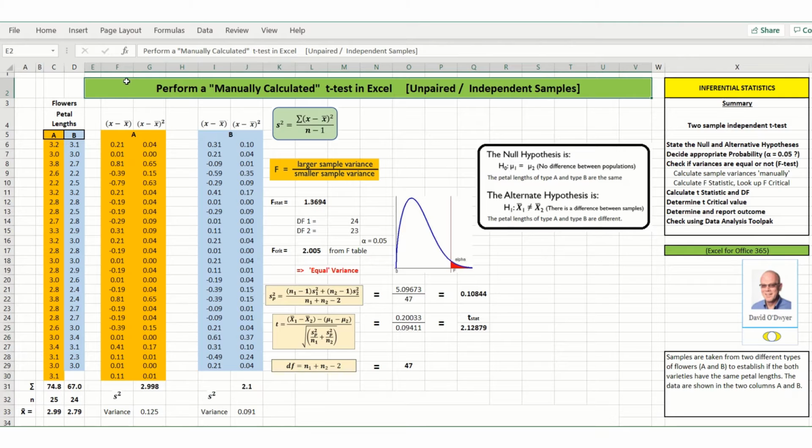So you can see here I've laid out the calculations. One thing of particular interest or note is that mu1 minus mu2, we're going to assume that both populations have the same mu, so mu1 minus mu2 goes to 0, and that effectively drops out of our equation, so we don't have to include that in our calculations. So we've calculated here a t-statistic of 2.12879 and our degrees of freedom are 47. So we're now in a position to go on and look at the t-tables to see what would be our t-critical value.